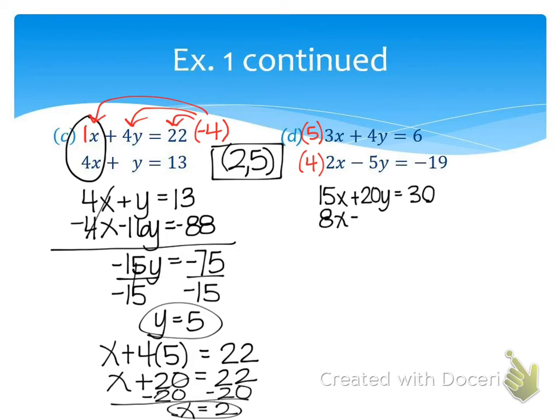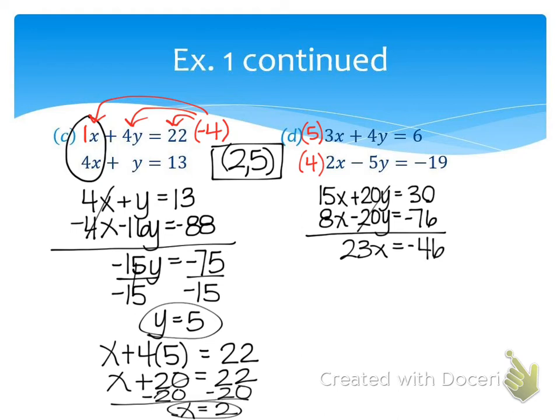8x minus 20y equals negative 76. Awesome. Now, which one of those can we eliminate? The x's or the y's? The y's. 20y minus 20y is 0. So 15x plus 8x is 23x. And 30 minus 76 is negative 46.